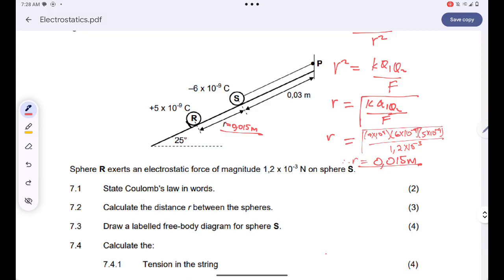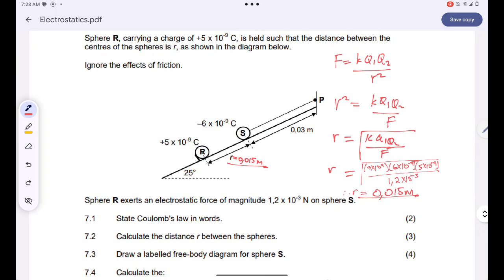7.3, they want us to draw the free body diagram for sphere S. This would be sphere S over here. Sphere S is held by the tension over there. This is the tension. And since sphere S has a mass of 0.01 kilograms, that means sphere S has gravitational force, Fg. Sphere S is on top of a surface, so sphere S will experience a normal force as well, which is always perpendicular to the surface.